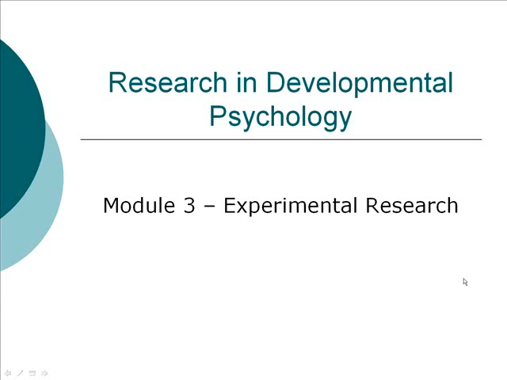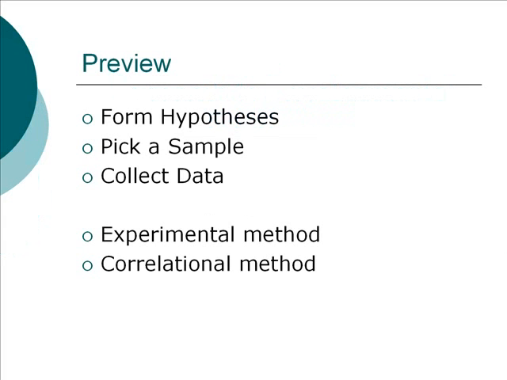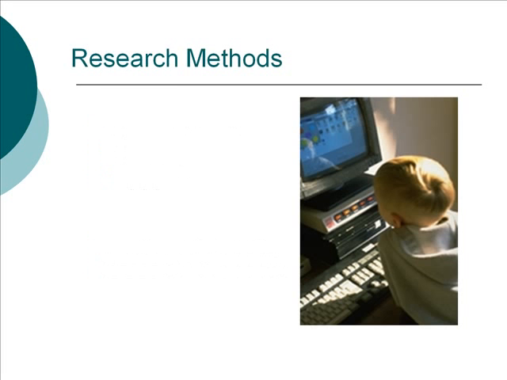This is the third module in the 5-module Research and Developmental Psychology lecture. What we're going to do now is, we know now how to form a hypothesis, pick a sample, and collect data. In this module, we're going to focus on the experimental method as seen in laboratory experiments and the correlational method, which is typically conducted in real-world settings like elementary schools and the workplace. So where we're going to begin is the experimental method.